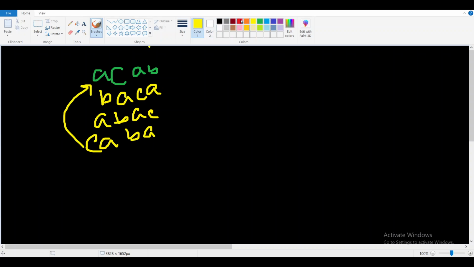The length of the string is 4, so there are four right rotations. Among these rotations, we have to find the lexicographically smallest string. Among these four, this is the smallest one, so this should be the answer. Okay, ABAC is the answer.